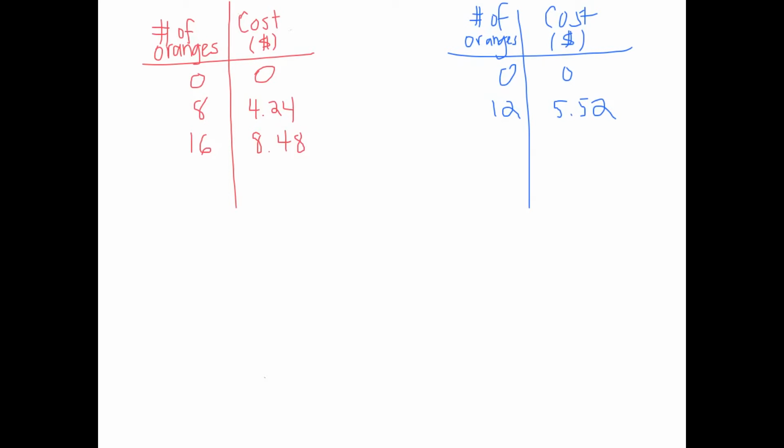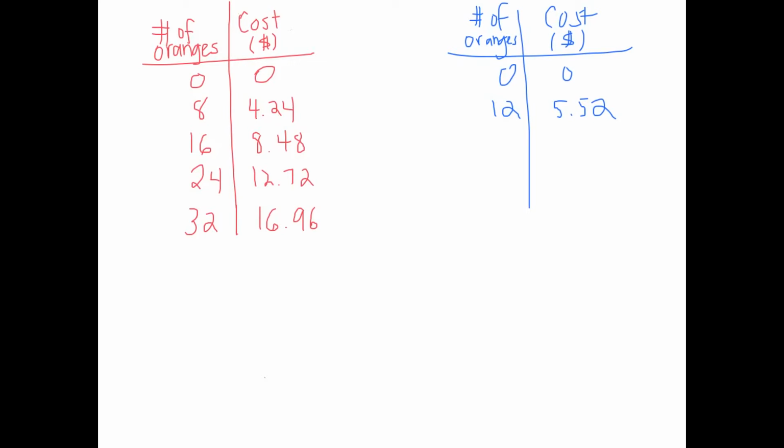What if I want to buy another 8 oranges? I'm going to add another 8 to 16. We get 24. So let's add another $4.24. We get $12.72. Let's try this one more time. Let's add another 8. We get 32, and we know 8 oranges cost $4.24. So we're going to spend $16.96. Let's do the same thing with Store B.